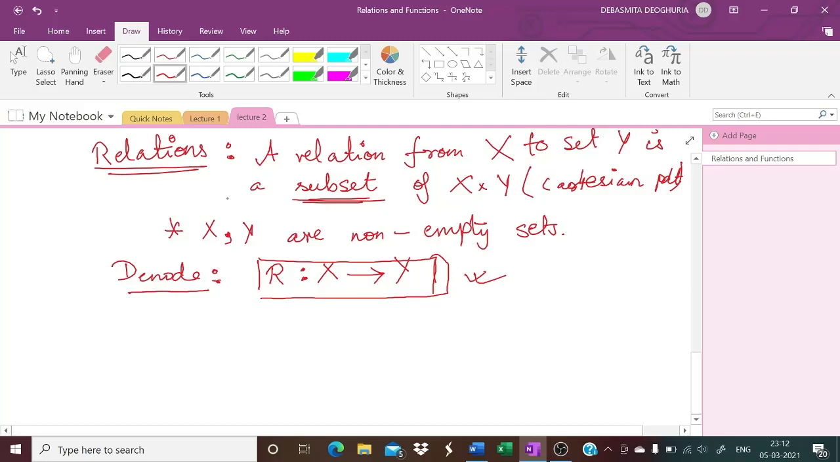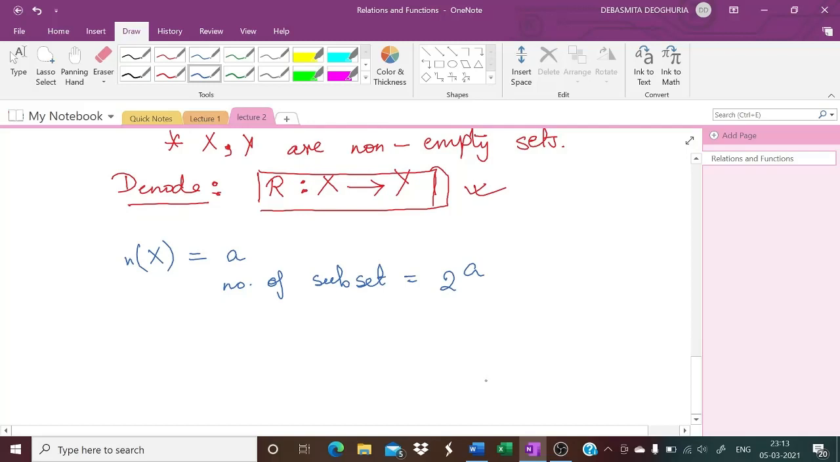Now I don't know whether you know this or not, that if a set X has a elements, then the number of subsets would be 2 to the power a. If you don't know, I will tell you how this comes, because you should always know how things come instead of mugging up the formulas.